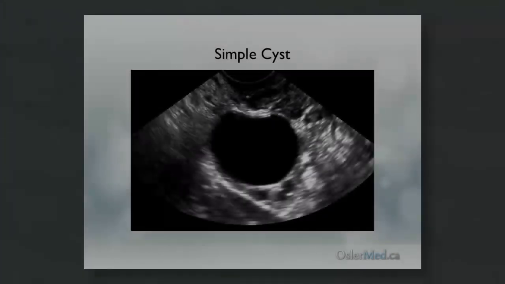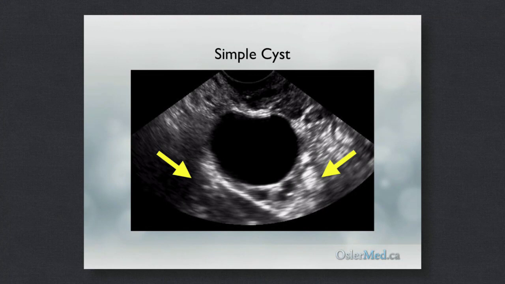Note it's simple with the endovaginal probe. It's completely anechoic. It's demonstrating through transmission. It's growing in the ovary, so it's displacing some ovarian tissue to the side. And we know this is ovarian tissue because we see small follicles within this ovary. On careful evaluation, there's no wall irregularity, no mural nodules, and no internal septation. So this is a small, simple ovarian cyst.